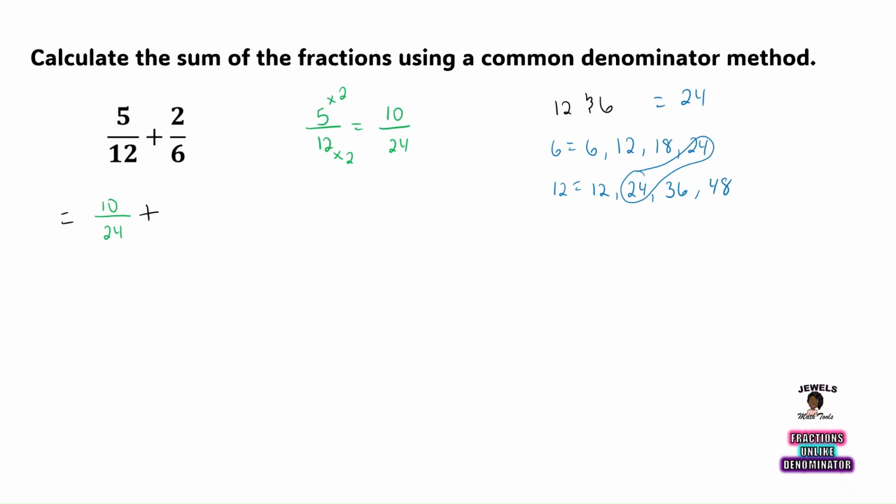Now that we've changed our first fraction, let's go ahead and convert our second fraction of 2/6 to its equivalent form where it has 24 in the denominator. We're going to be changing 6 to 24 by multiplying it by 4. So 6 times 4 gives us 24, and 2 times 4 will also give us 8. So our second fraction will be 8/24.